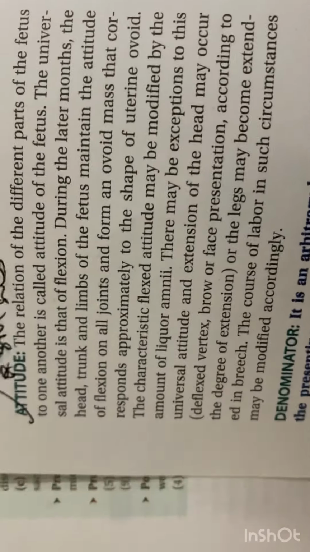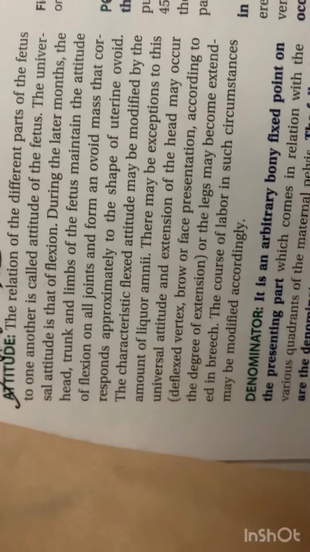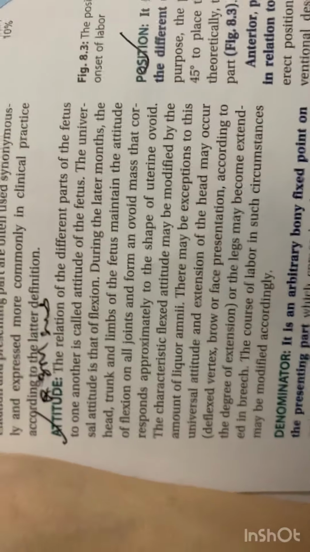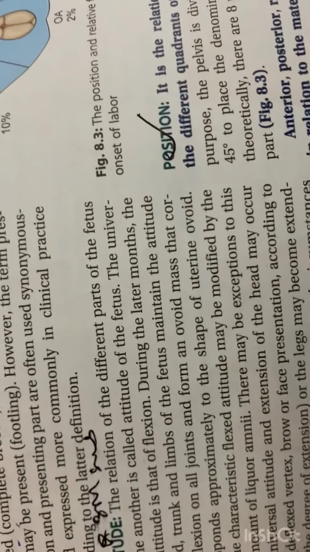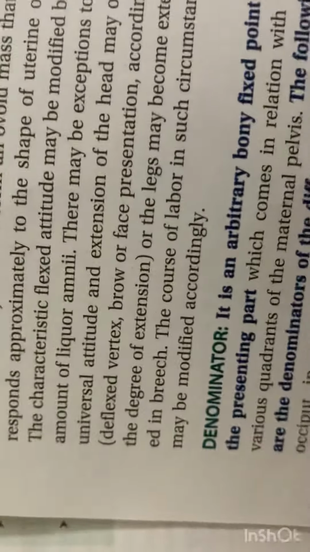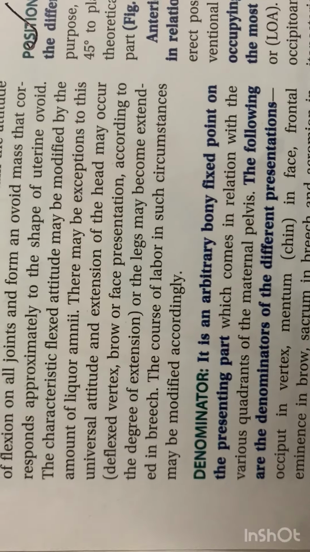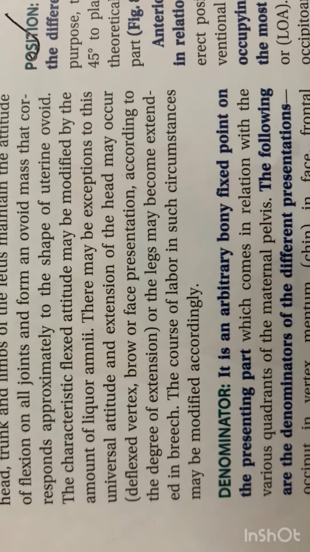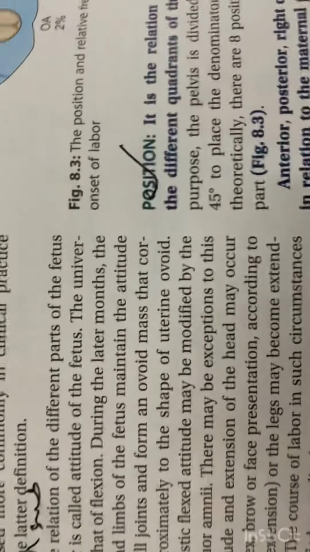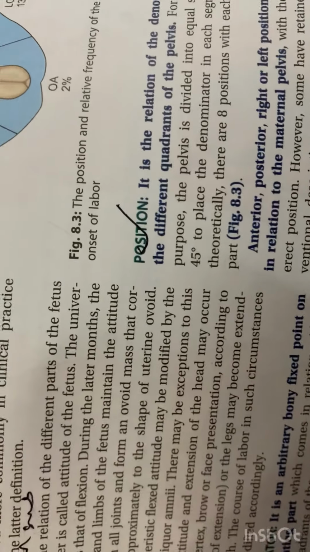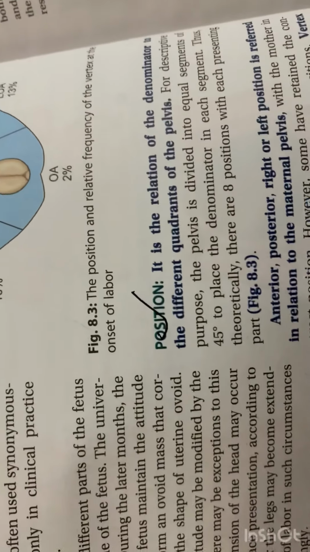Denominator. Suppose we have a case of longitudinal lie with cephalic presentation, the presenting part is the vertex, and the attitude is flexed. Here the denominator is a bony prominence which is felt. The bony prominence is the occiput in case of vertex presentation. Next, coming to the position. Position is the relationship of the denominator with the different quadrants of the pelvis.